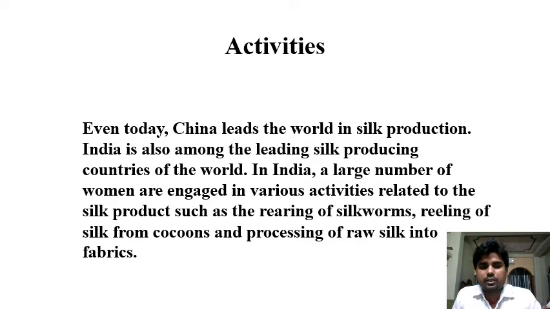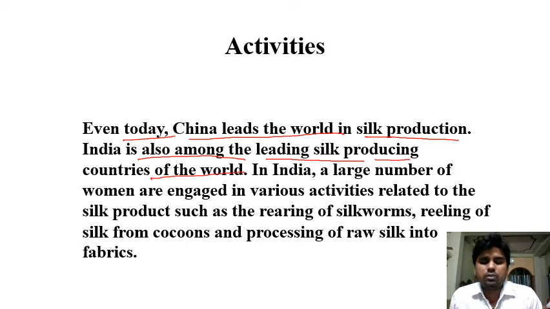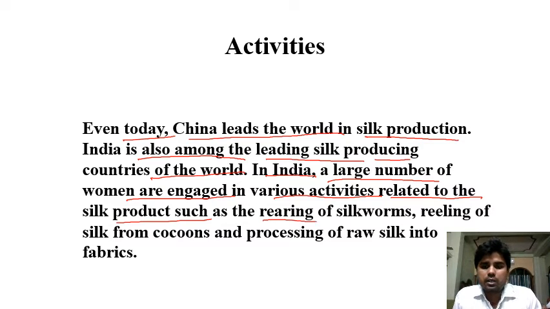Now see what are the activities that are done by China. So students, even today China leads the world in silk production. China is among the leading silk producing countries of the world. In India, a large number of women are engaged in various activities related to silk production, such as rearing of silkworms, reeling of silk from the cocoons, and processing of raw silk into fabrics.